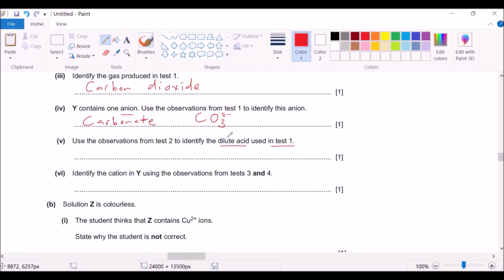So we have the sulfate ion. So the acid that we are looking for is sulfuric acid, or H2SO4. Identify the cation in Y using the observations from test 3 and 4.